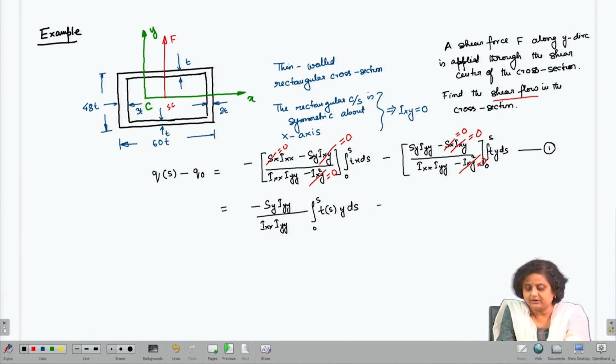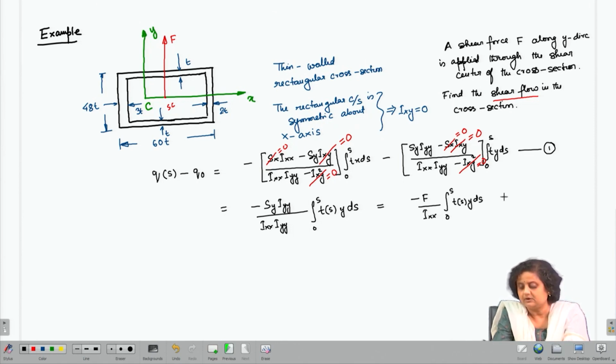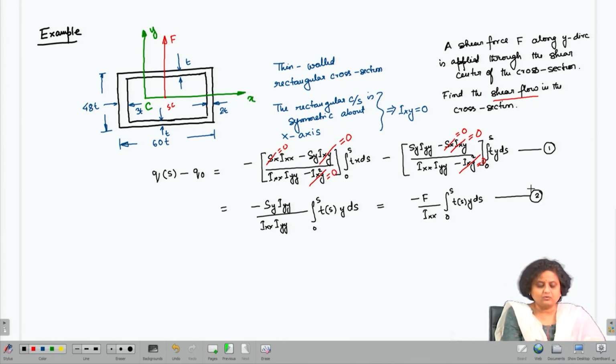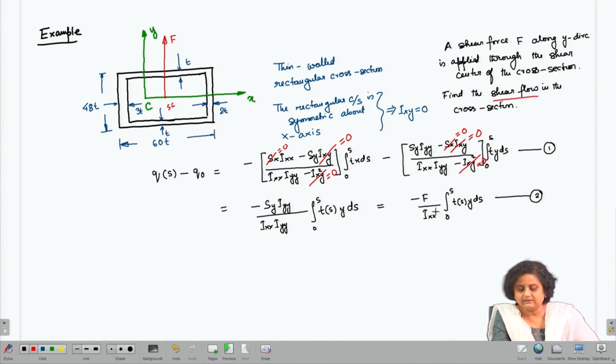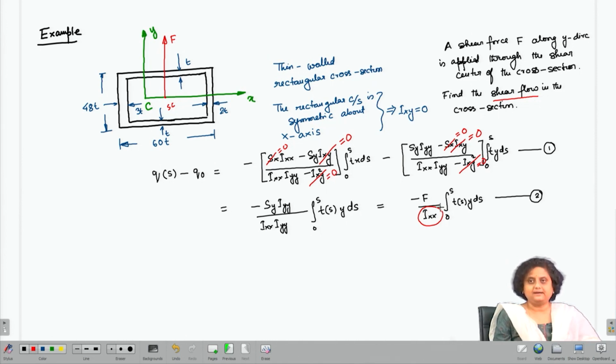Now, let me substitute S y is f, and then I have I x x left here, and then the integral from 0 to s of t s y t s. Let me call it equation 2. Therefore, we see that to find out the shear flow in this cross section, I just need to find out only one sectional property, that is I x x.